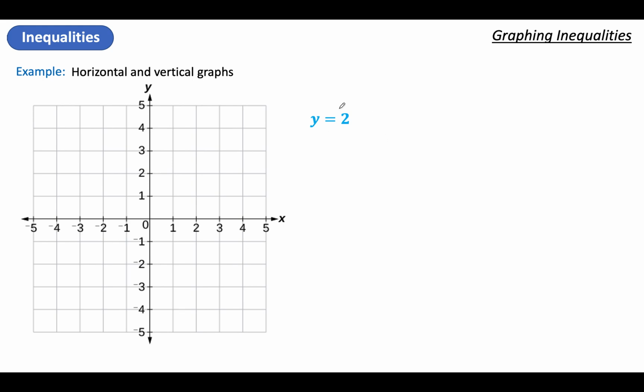So y equals 2. There's no x in here now. So actually what we're saying is this is going to be any point where the y part of the coordinates is 2. So that could be x is 0 and y is 2, or it could be that x is 1 and y is 2. In fact, it doesn't really matter what x is. It could be anything as long as the y part is 2. So we're going to plot all those points, because we want all the points where y equals 2.